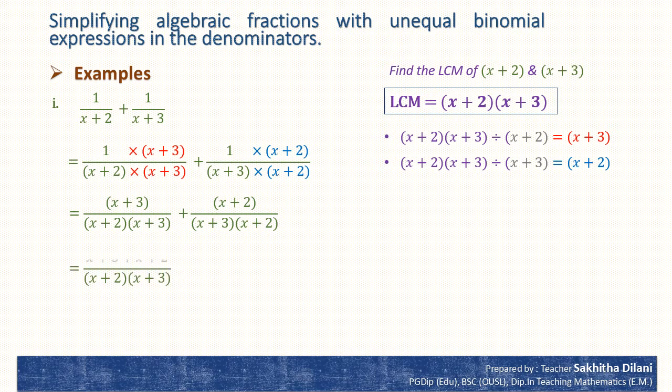x plus 3 plus x plus 2. You can simplify the like terms. x plus x, 2x. 3 plus 2, 5. That is 2x plus 5. The final answer is 2x plus 5 over x plus 2 into x plus 3. You can't simplify this further as there are no common factors.